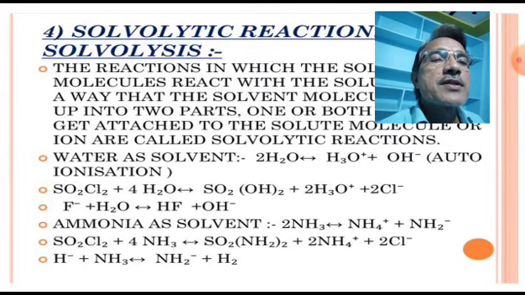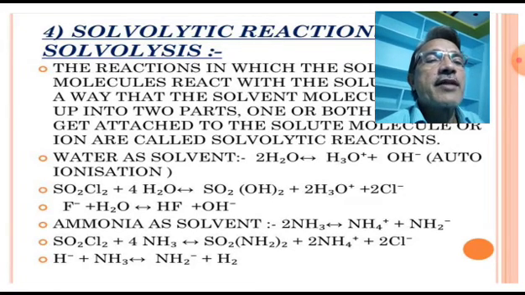Ammonia as solvent. Ammonia undergoes autoionization producing ammonium ion and amide ion. Thionyl chloride reacts with 4 ammonia molecules producing ammonium ion and chloride ion. Hydride ion combines with ammonia forming amide ion, releasing hydrogen.